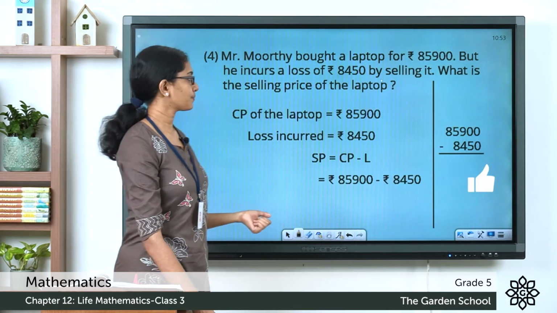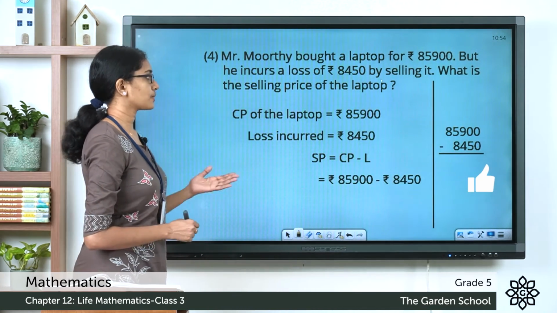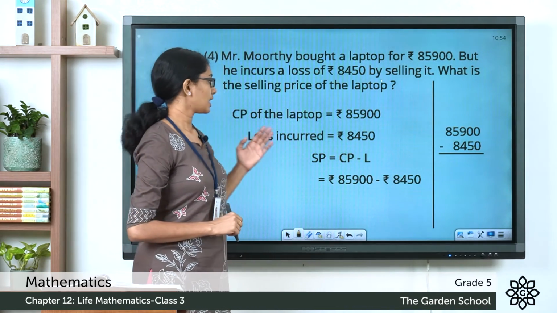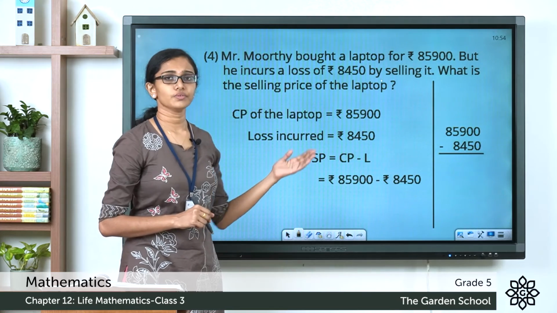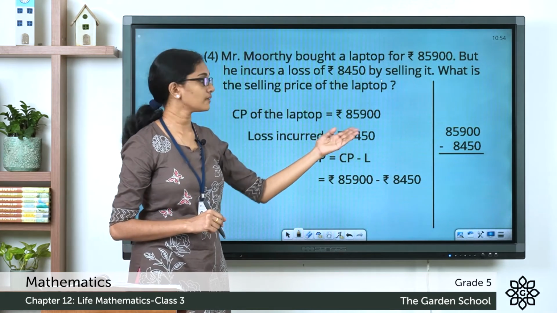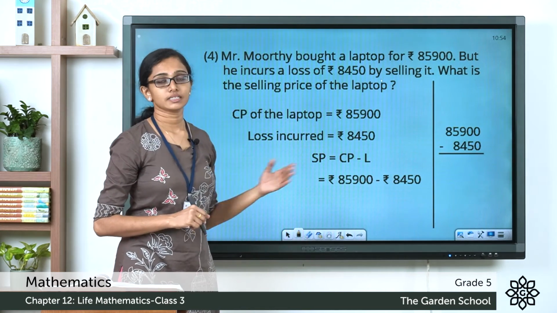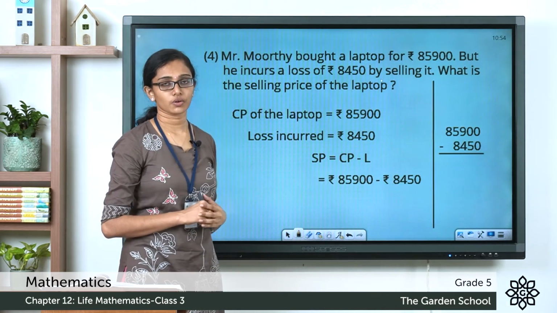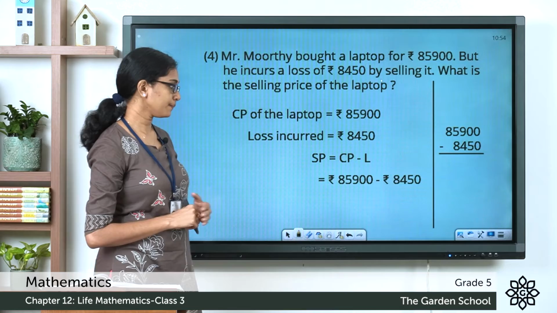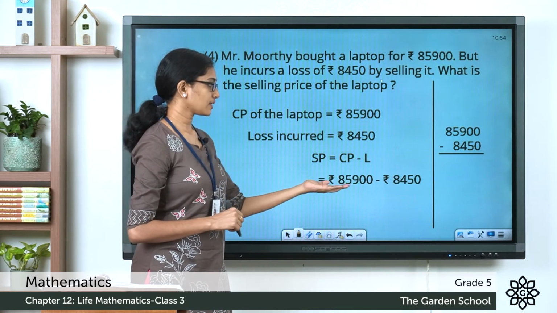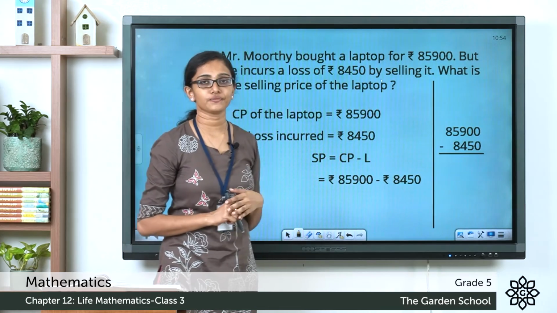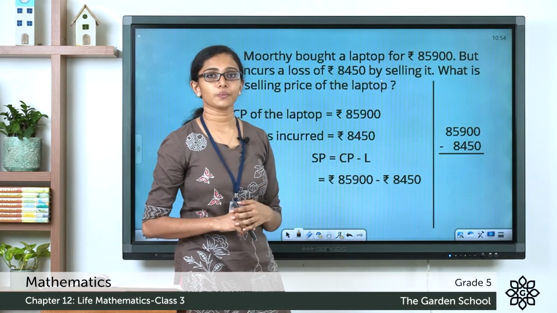Let's see the steps. The cost price of the laptop is equal to rupees 85,900 and the loss incurred is equal to rupees 8,450 and the selling price is equal to the cost price minus loss. We applied the formula here. Now that is equal to 85,900 minus 8,450. So let's do the calculation in the working column.